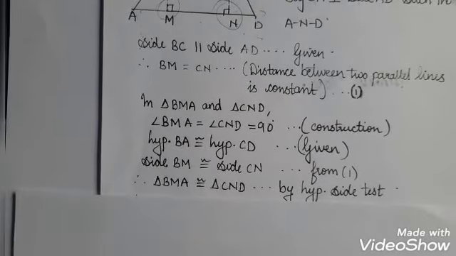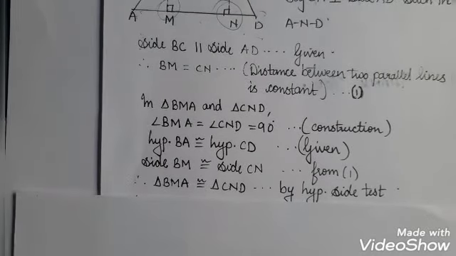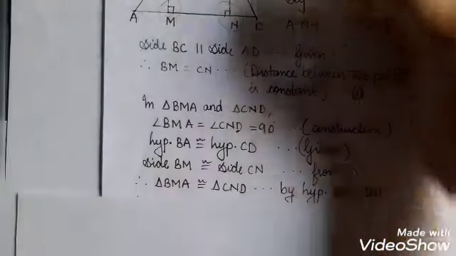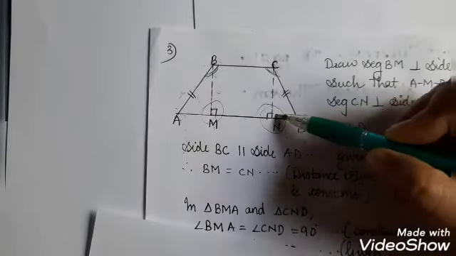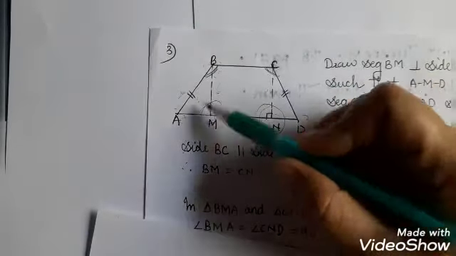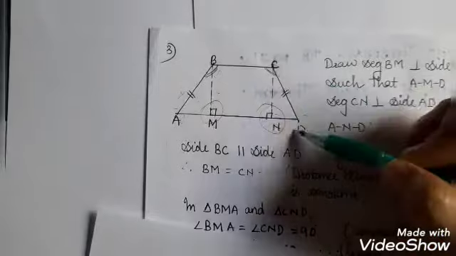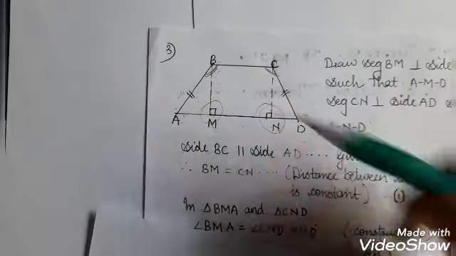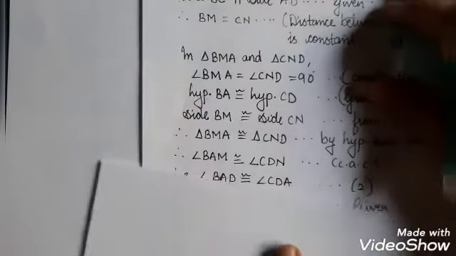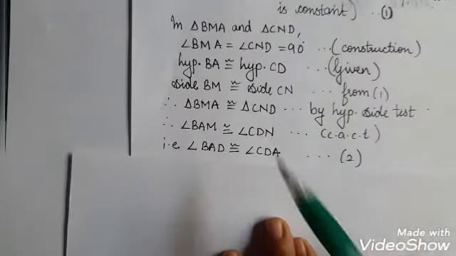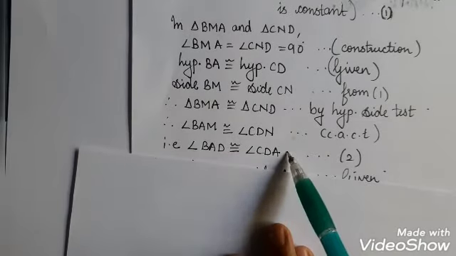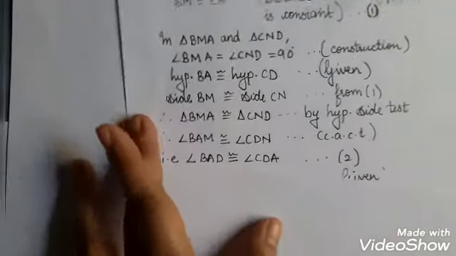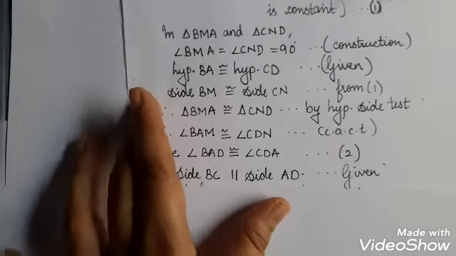Now you write the corresponding angles. That means angle BAM is congruent to angle CDN. But BAM lies inside angle BAD and CDN lies inside angle CDA. So I write that angle BAM is congruent to angle CDN, that is, angle BAD is congruent to angle CDA. So now I take side BC parallel to side AD.